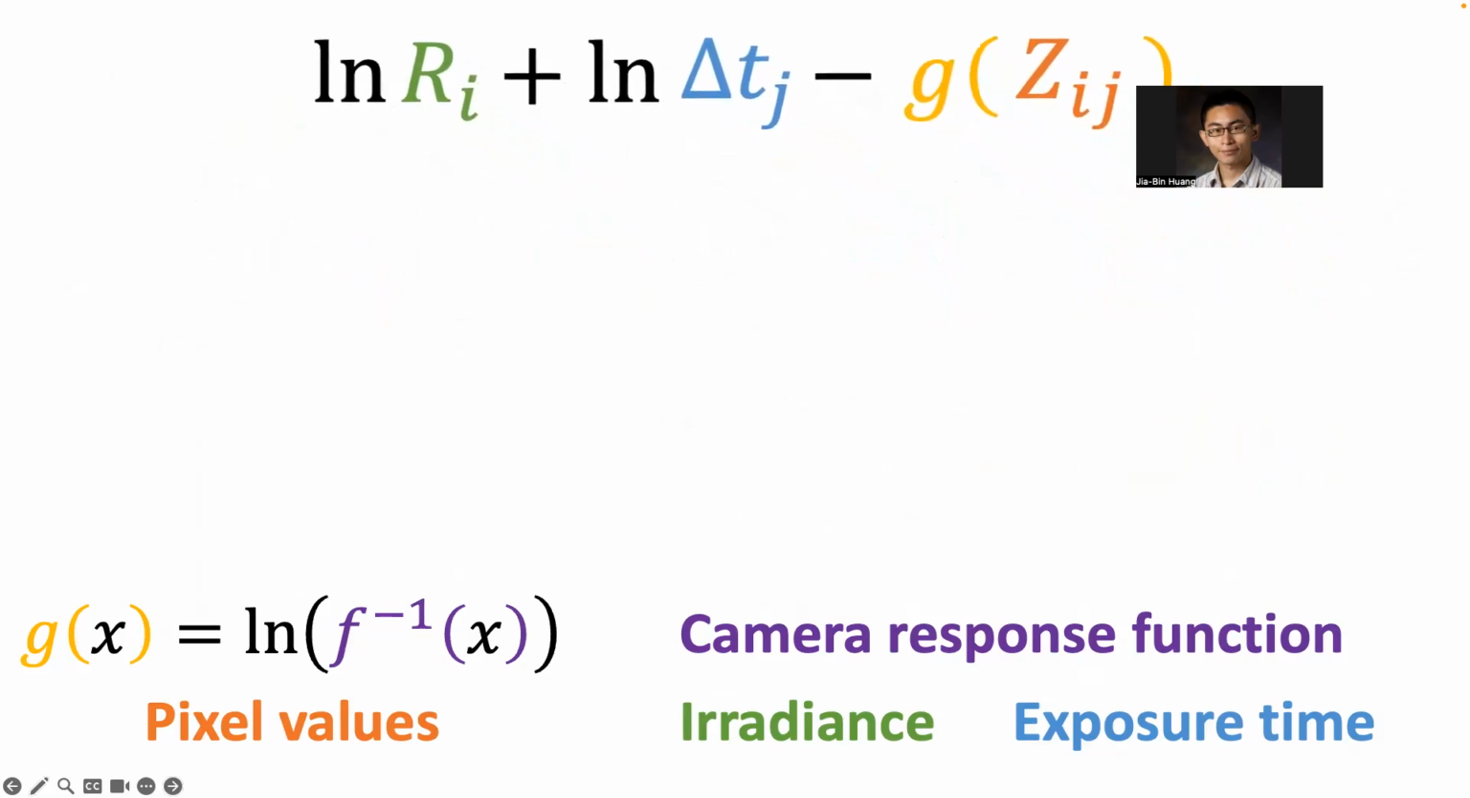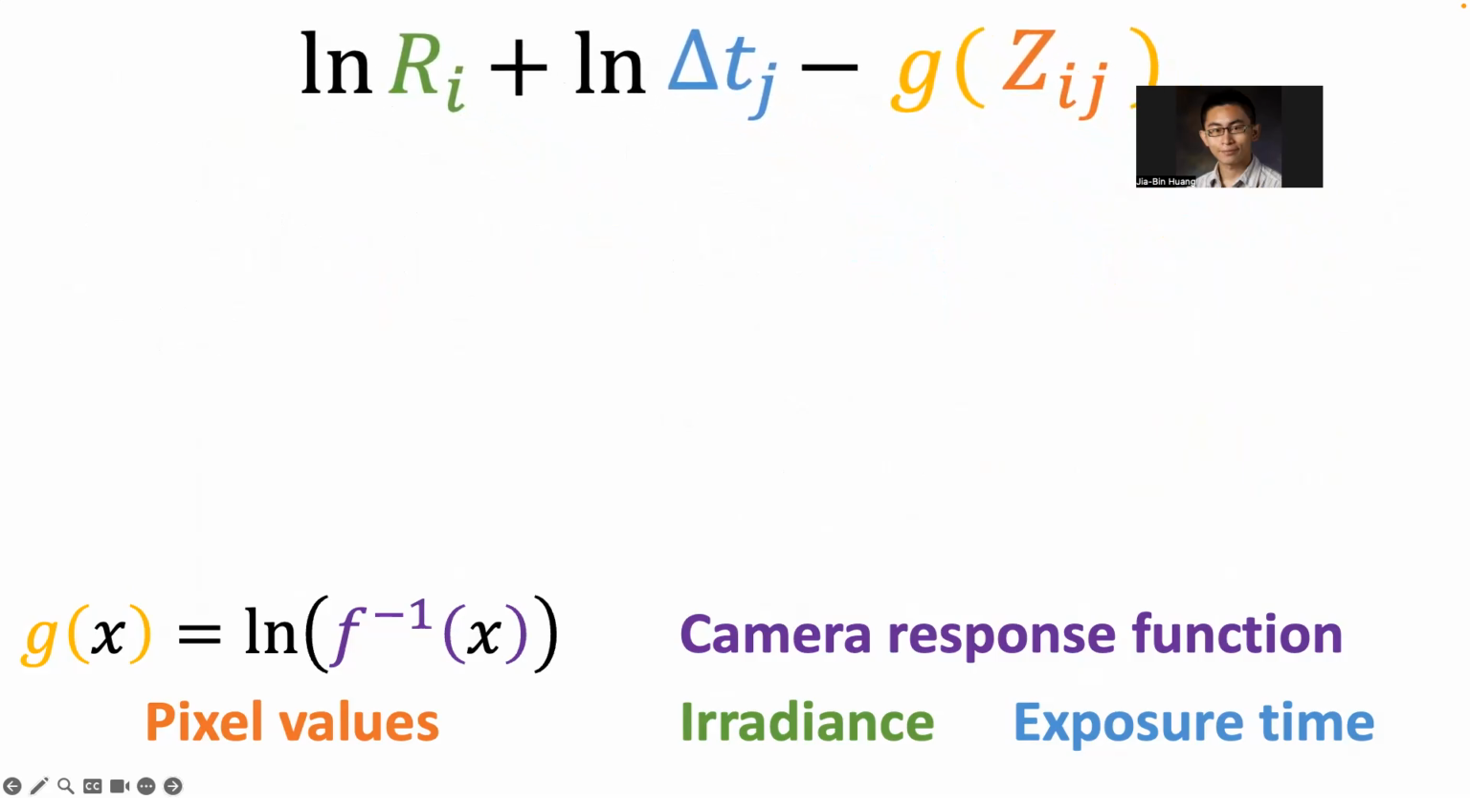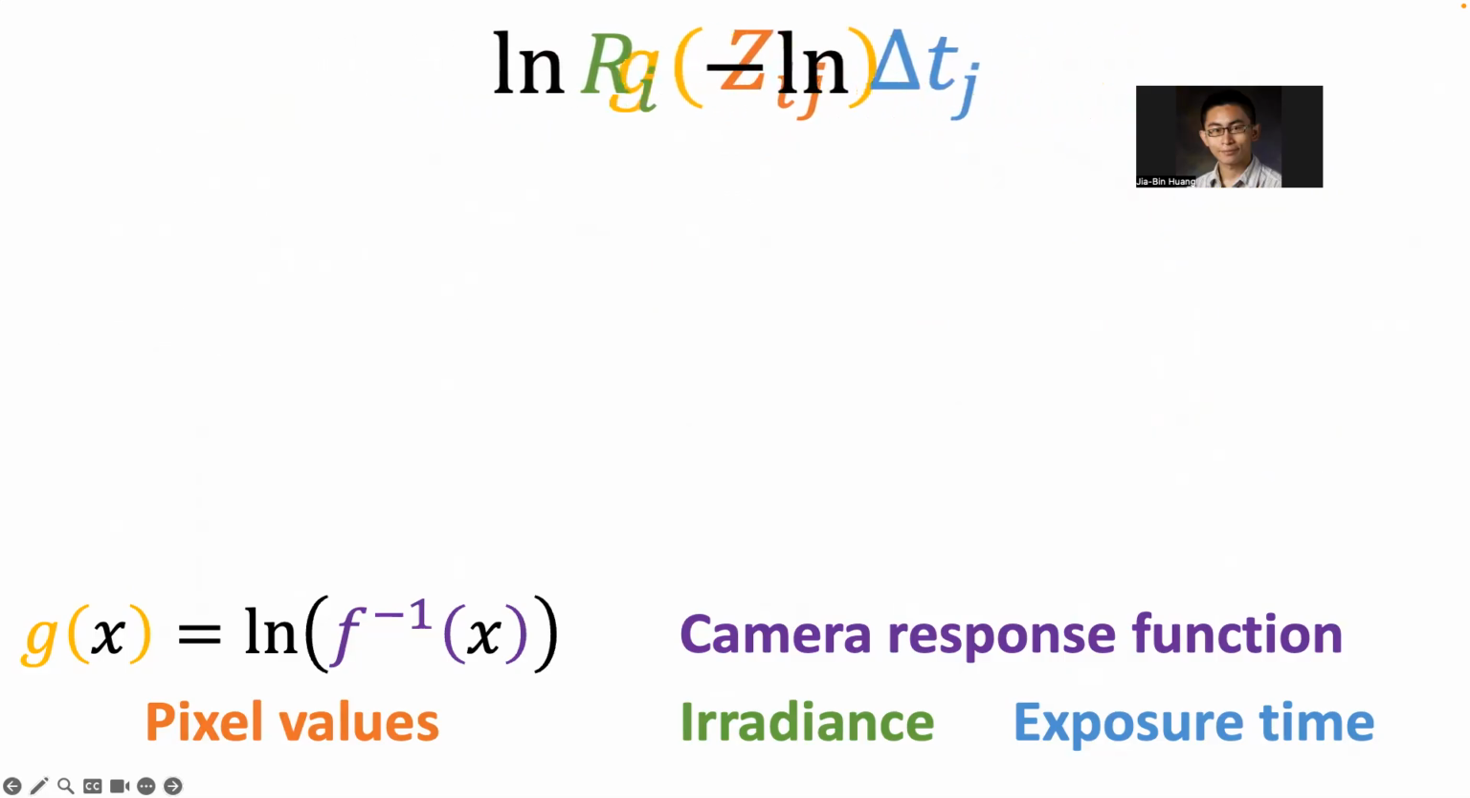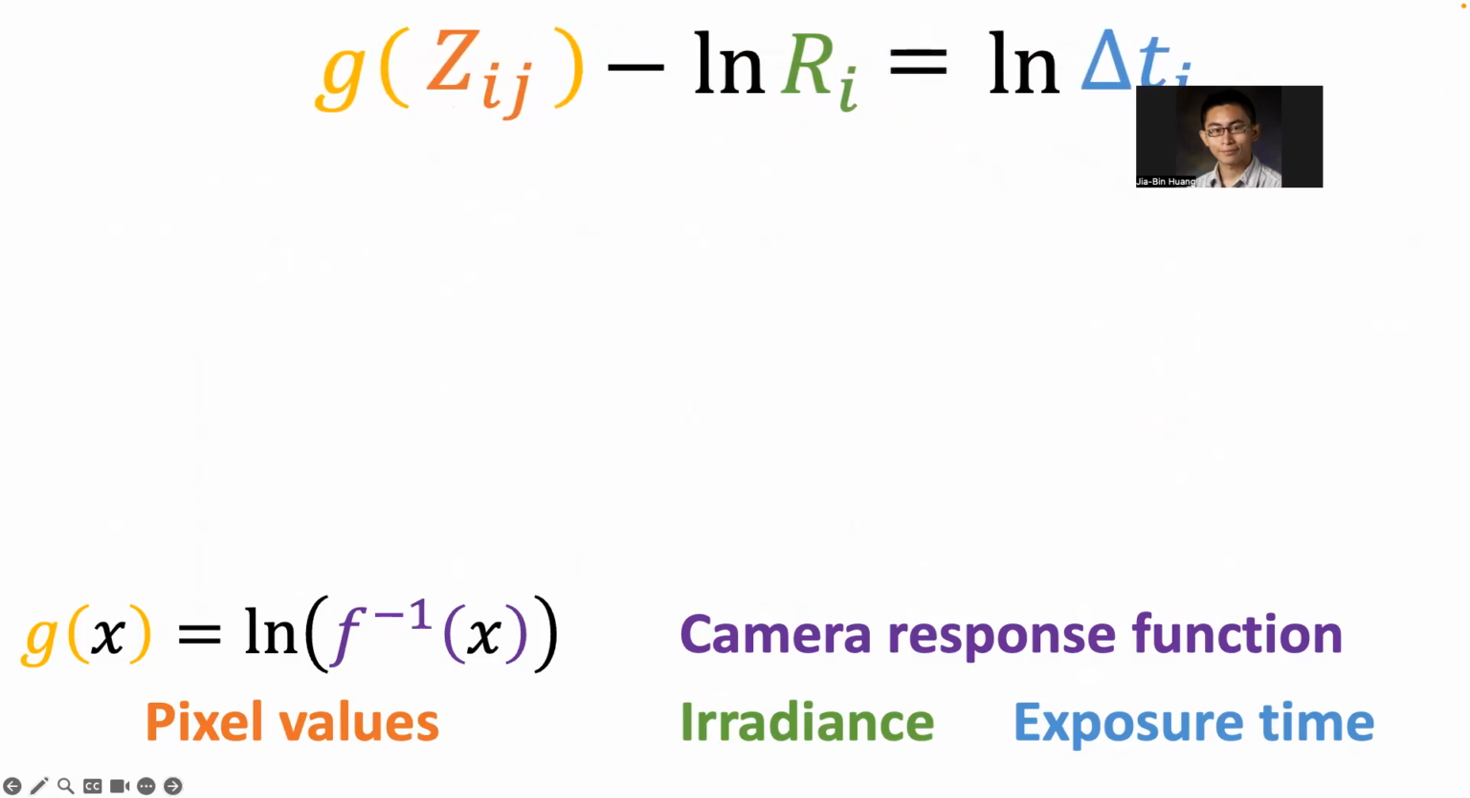Let's do this as a linear system. How can we solve this by setting up linear system equations? So now let's shuffle this around. Again, this is the same equation. Basically, for every pixel, I want to know the g and the R. So this is the linear system of equations. How do I solve this?